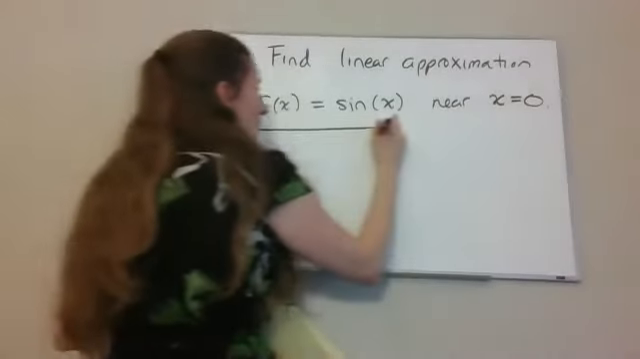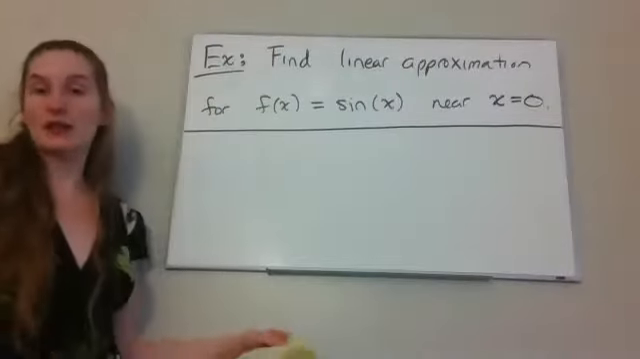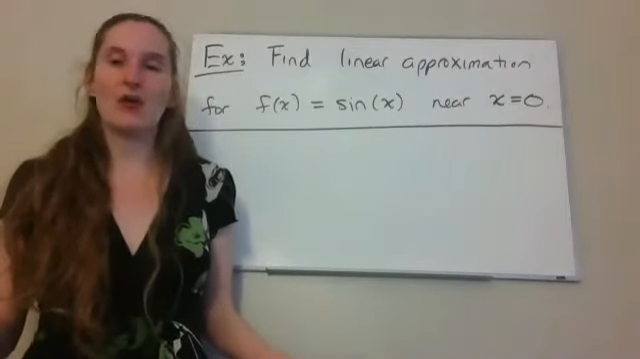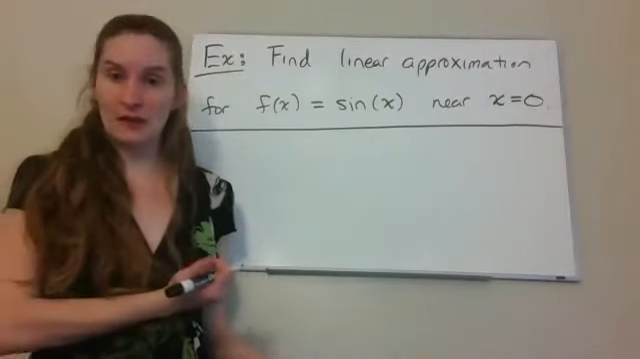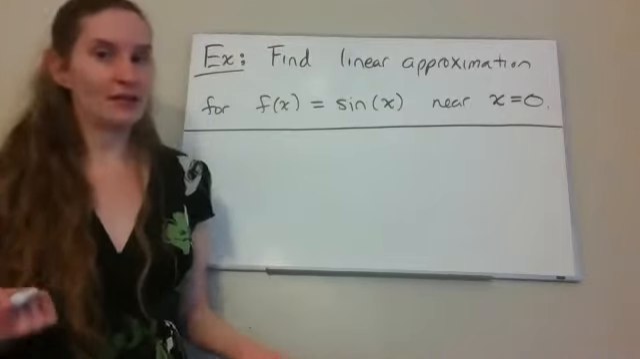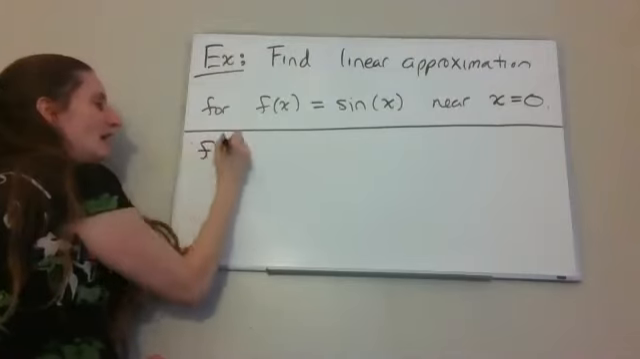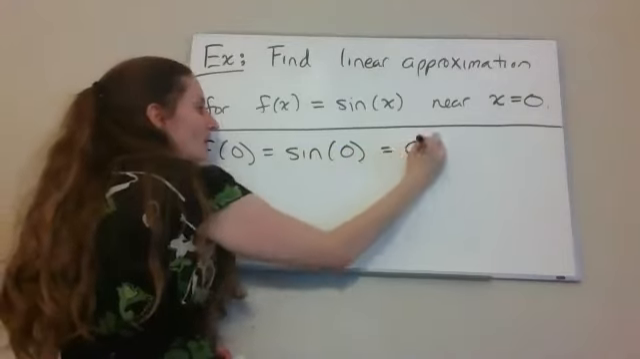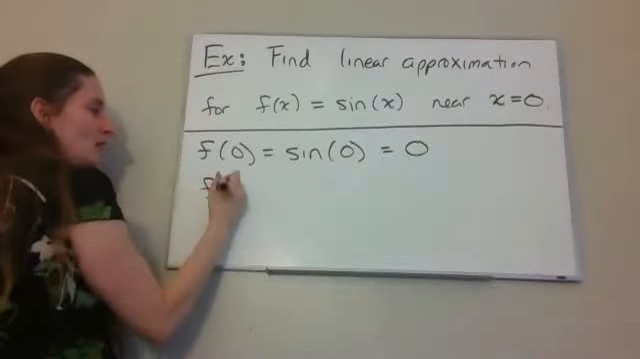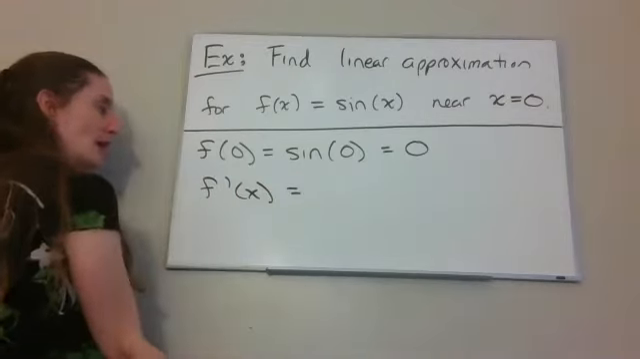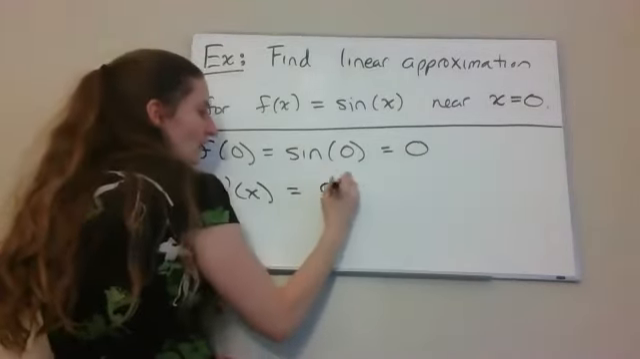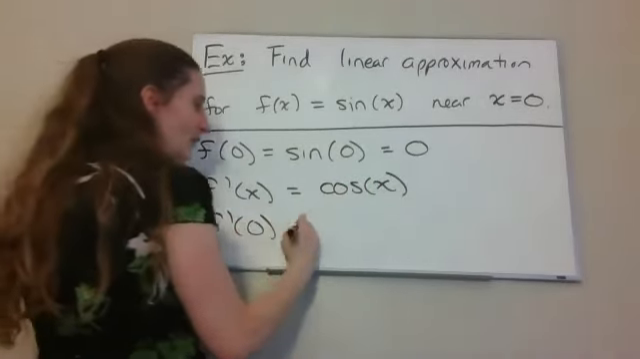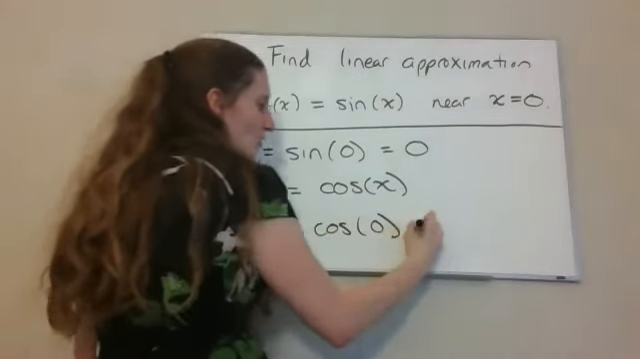Well, we have to remember, what are the things that we need in order to find our linear approximation? Your linear approximation is just your tangent line. So all we need is the value of the function at 0 and the value of the derivative at 0. So I need f of 0, which is sine of 0, and sine of 0 is 0. I'm also going to need my derivative. The derivative of sine of x is cosine of x. And so my derivative evaluated at 0 is cosine of 0, which is 1.